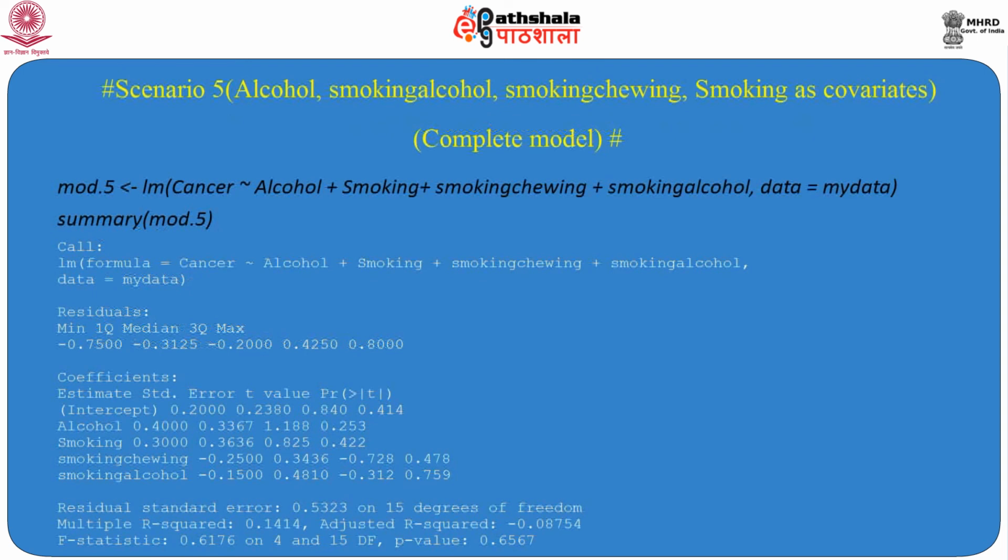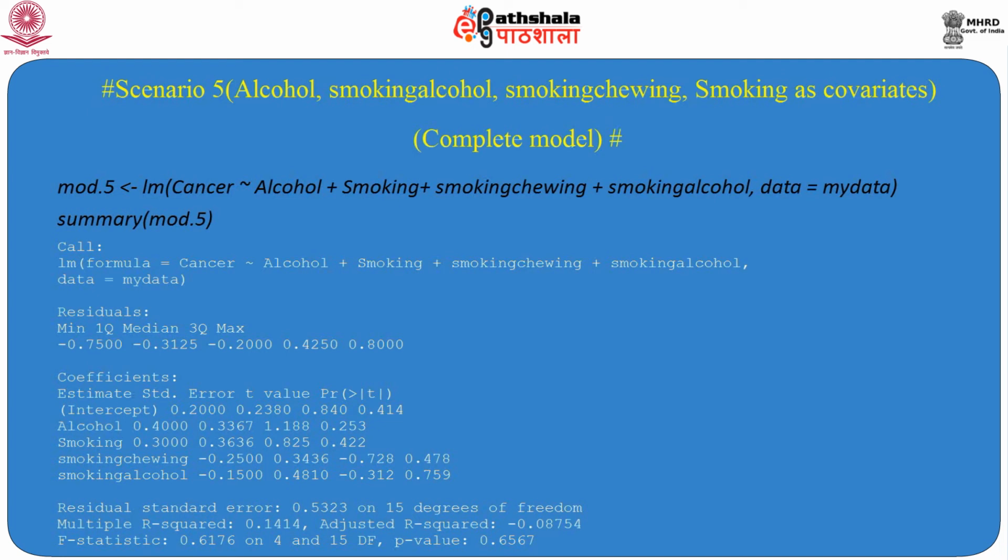Now going to scenario 5, where we are considering alcohol, smoking, chewing and smoking as covariates. So here we have a total of 5 covariates considered on the cancer. Again we obtain the summary of mod.5, since the variable is assigned as mod.5, and when calling summary of mod.5, we get these regression coefficients. Again in this illustration it is found that smoking and chewing have a negative influence on the cancer, and smoking and alcohol have a negative influence on that cancer.